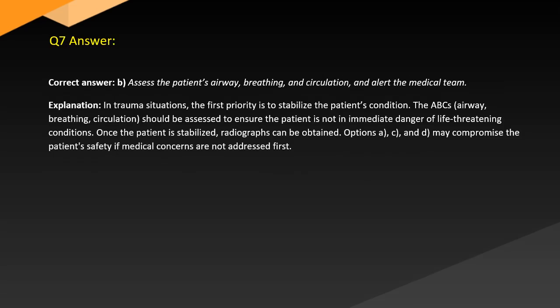Answer. Correct answer, B. Assess the patient's airway, breathing, and circulation and alert the medical team. Explanation. In trauma situations, the first priority is to stabilize the patient's condition. The airway, breathing, and circulation should be assessed to ensure the patient is not in immediate danger of life-threatening conditions. Once the patient is stabilized, radiographs can be obtained. Options A, C, and D may compromise the patient's safety if medical concerns are not addressed first.